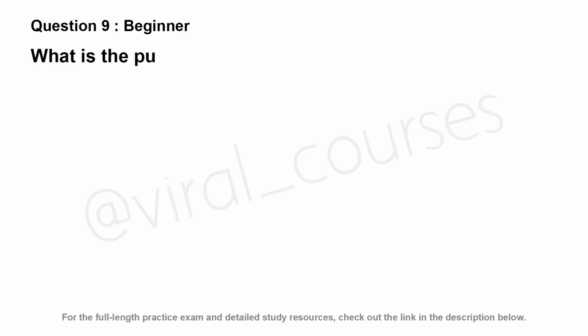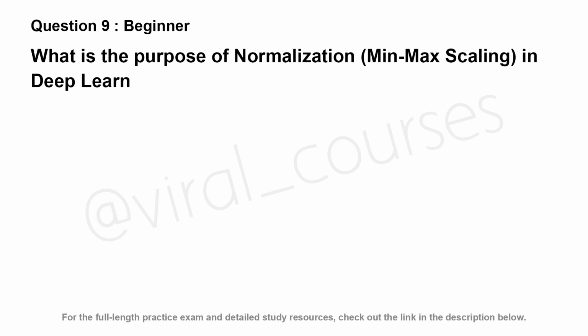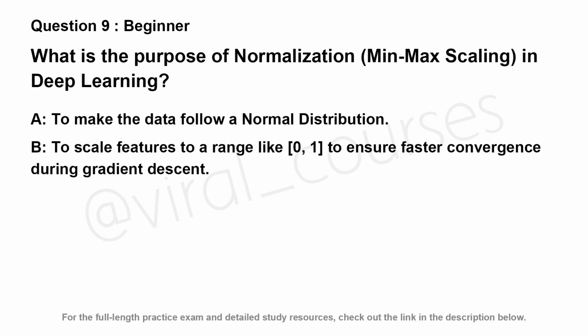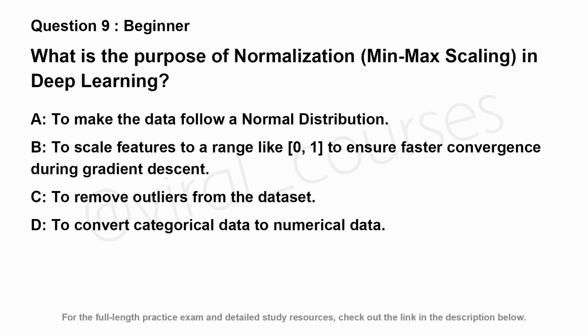What is the purpose of normalization, min-max scaling, in deep learning? Option A. To make the data follow a normal distribution. Option B. To scale features to a range like 0 to 1, to ensure faster convergence during gradient descent. Option C. To remove outliers from the dataset. Option D. To convert categorical data to numerical data.